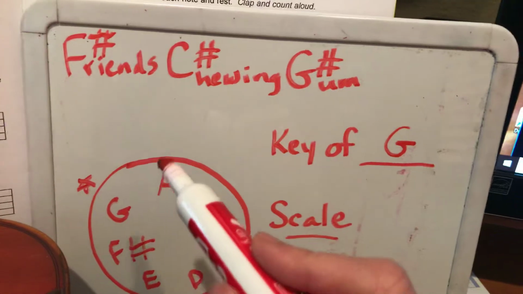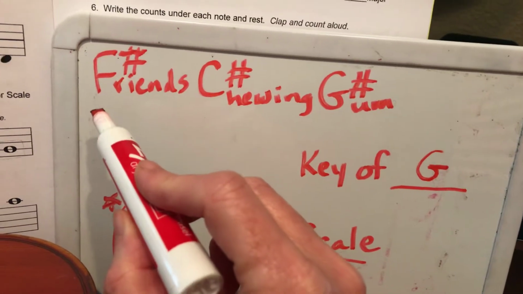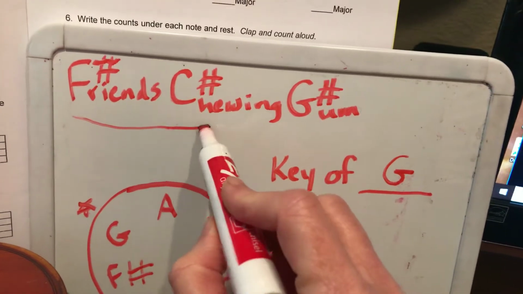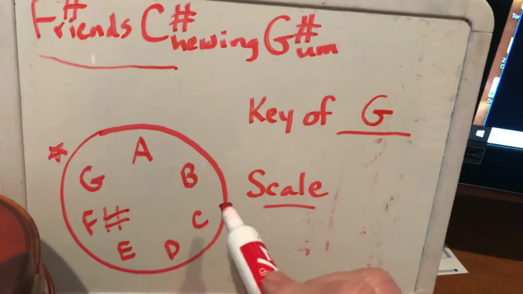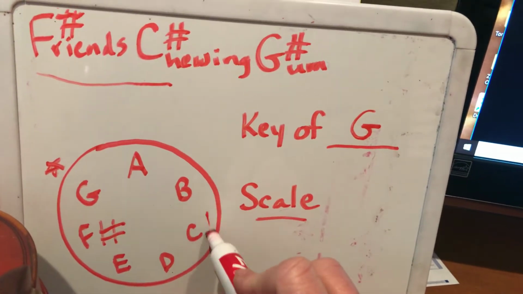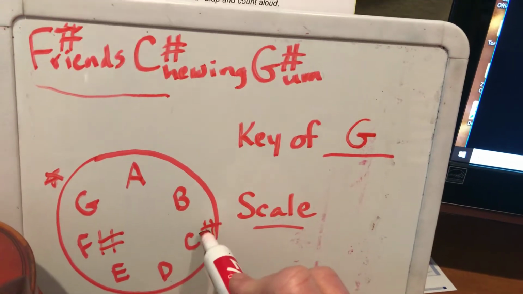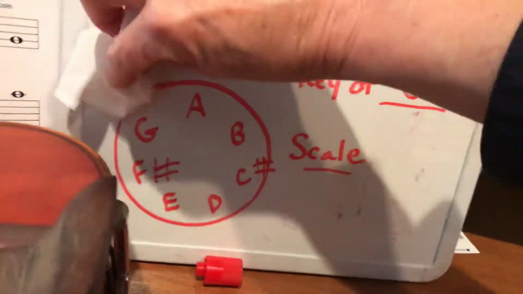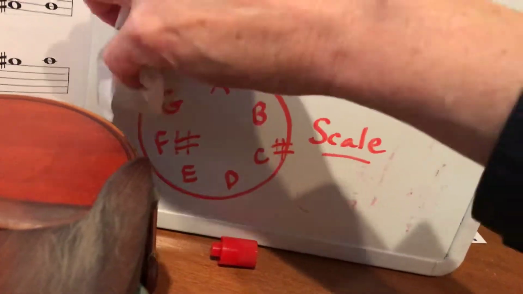Let's add another sharp. So this is the first sharp. Let's add the second sharp. So now we're going to have F sharp and C sharp. So let me add that second sharp. And you're in luck because it's always the same rule. You follow the same rule every time.